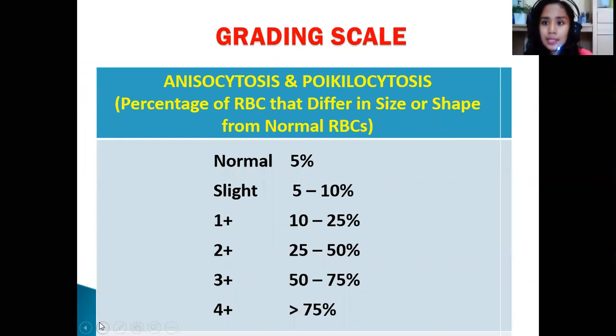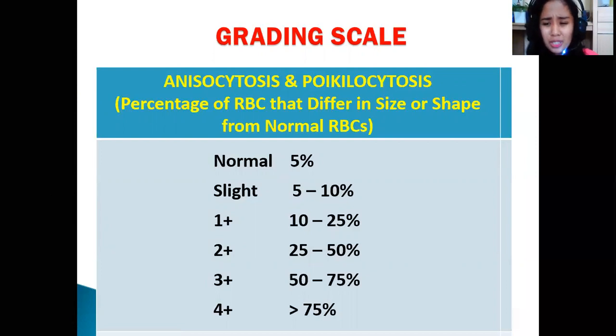Hindi ibig sabihin na nakakita ka ng isang macrocyte, the person has macrocytosis. Nakakita ka ng poikilocyte, the patient has this type of disease. Hindi ibig sabihin nun. Sabi niya, normal pa ang 5%. I don't really want you to memorize this yet, kasi mas gusto ko i-memorize yung clinical significance, but I just want to give you an idea that sometimes some of the abnormal looking cells are just artifacts.